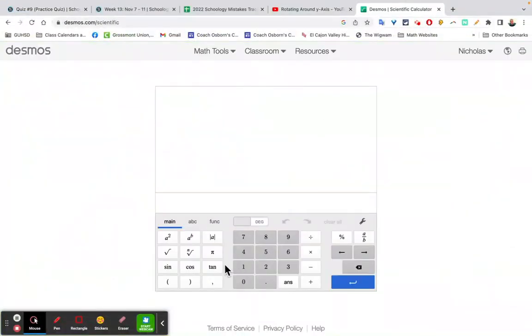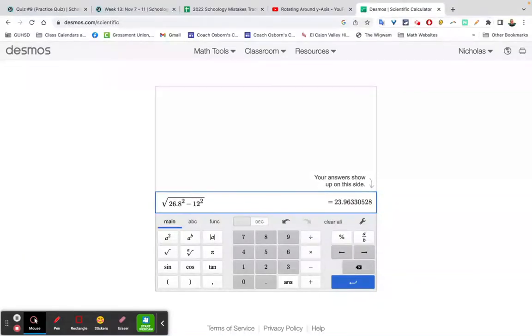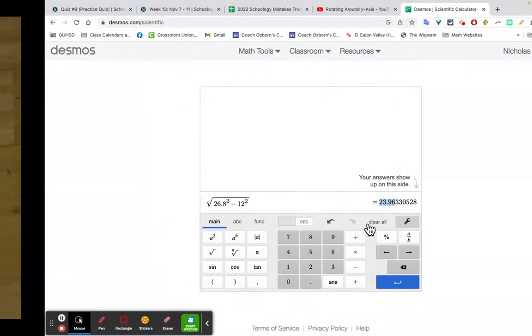Now you guys, you can do this on the calculator that's in class. I don't have that in front of me right now, so I'm using this. But I'm basically doing the square root of 26.8 squared minus 12 squared. Okay, you can see that the answer is 23.96. I'm going to go to the nearest hundredth because I'm actually not done yet. Remember, that's only just the height of the cone, so 23.96.